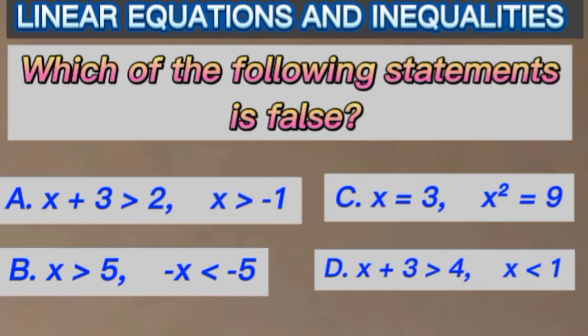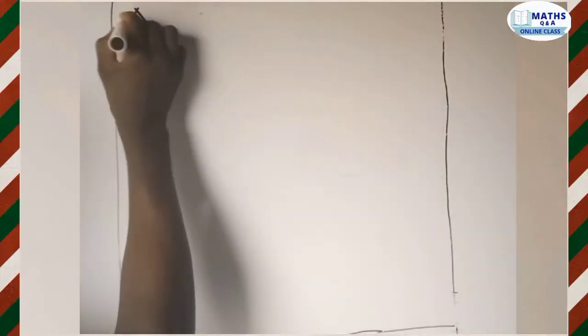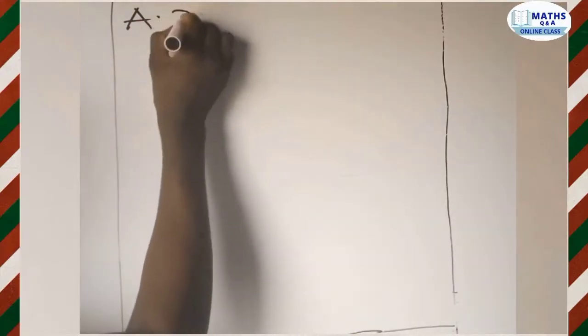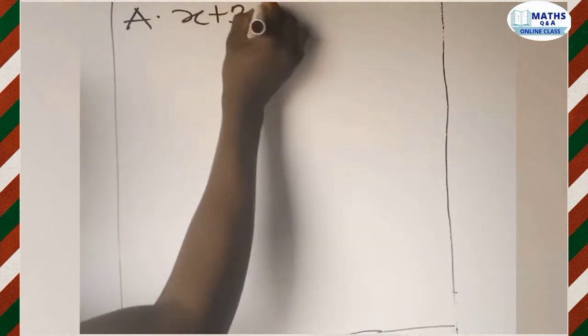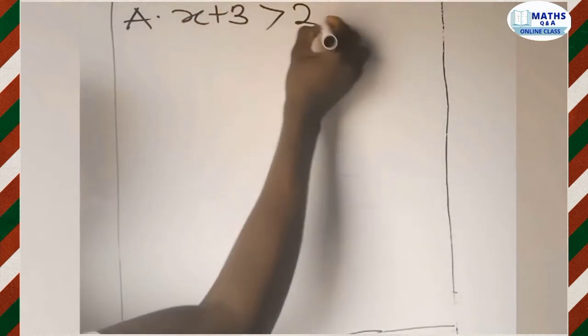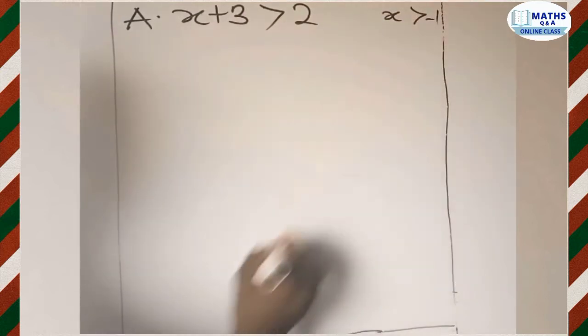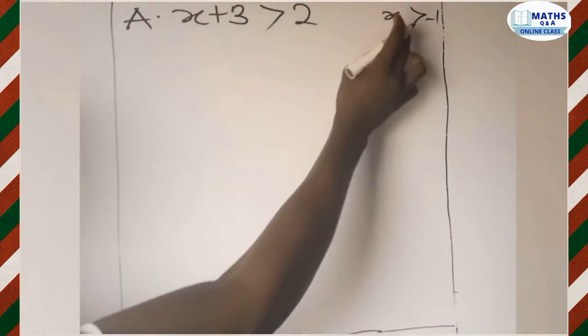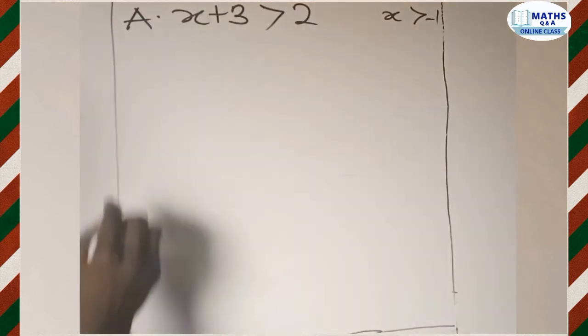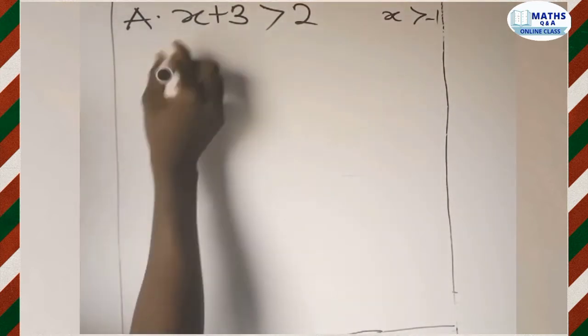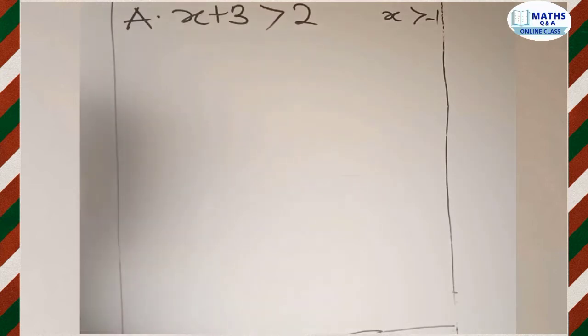So let's solve. We have the first option, which is A: x + 3 > 2, and we are saying that x > -1. So let's solve and see if x will be greater than -1 or not. We have x + 3 > 2, and what we are going to do is to group like terms, that is, send those that are alike to one side.